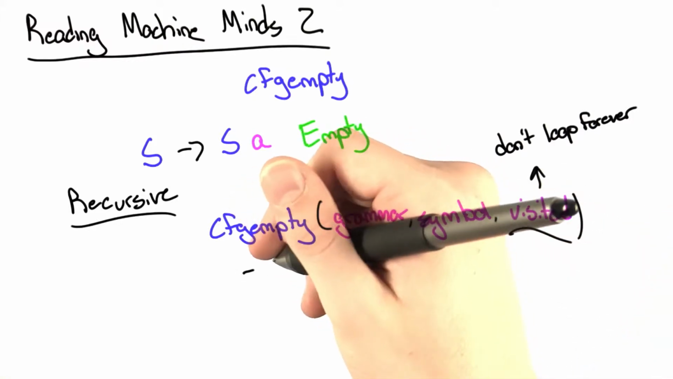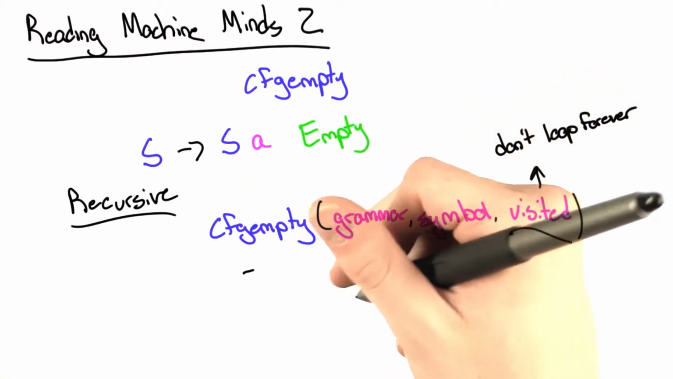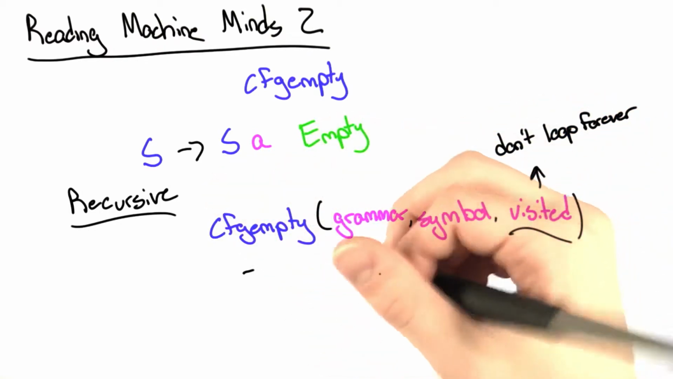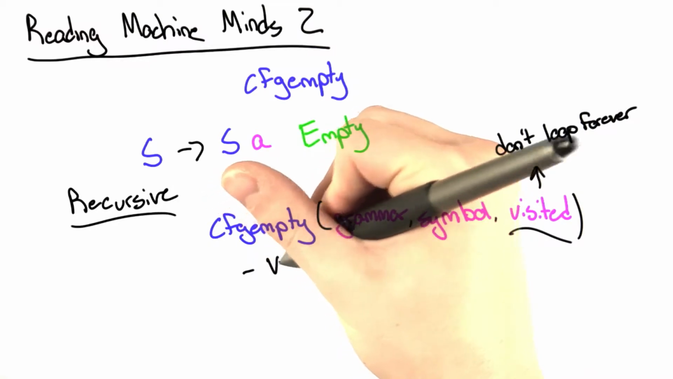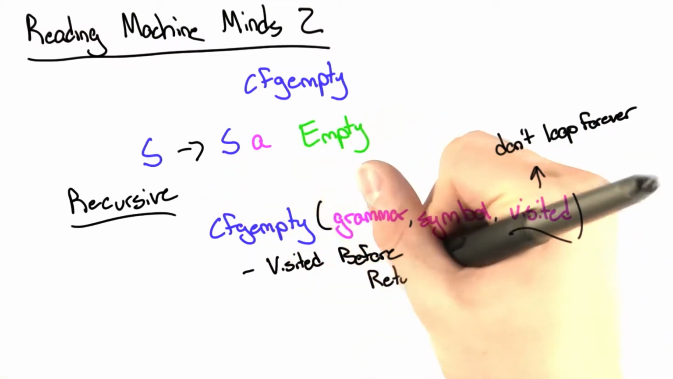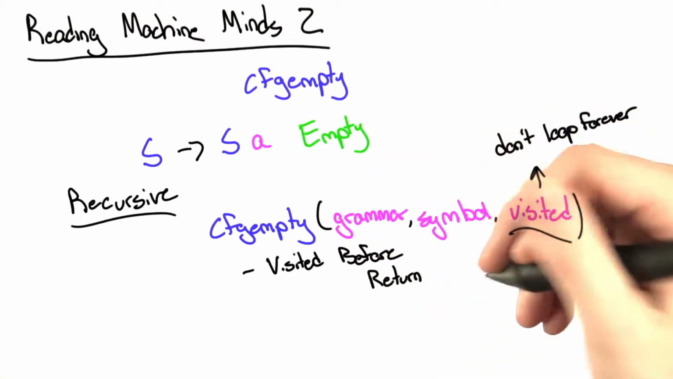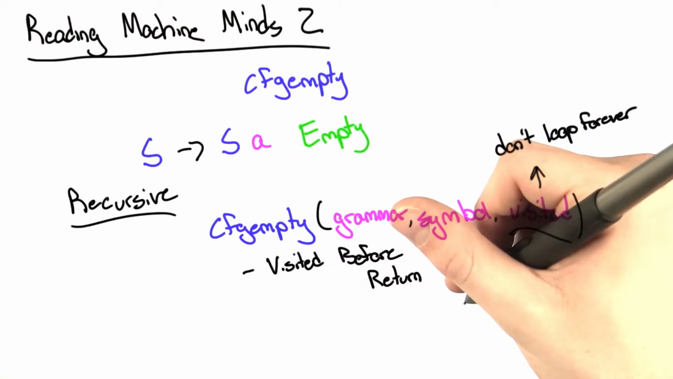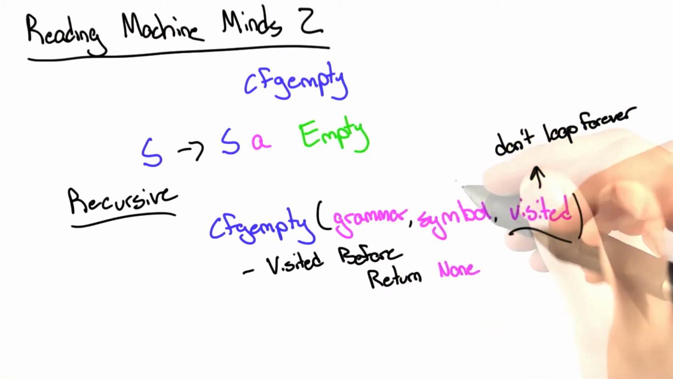So we're going to go through the grammar, visiting all the rules that apply, and doing the rewrite. And we're going to have two base cases. One is that we visited this before, and this means we're going in a loop, and so this is a dead end. We're going to return something that shows that this wasn't true. We're going to return the value none. That says that this grammar is indeed empty.